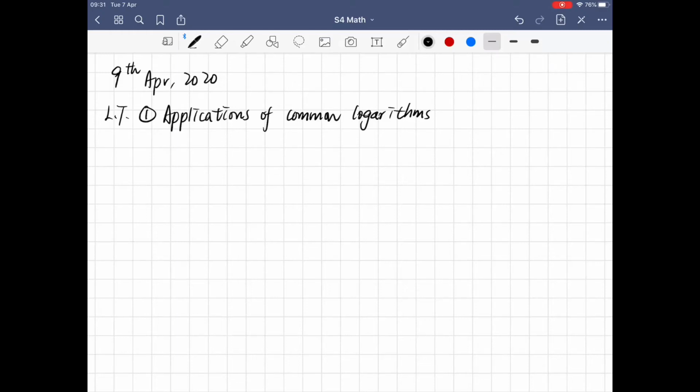Hi everyone, in today's lesson we will talk about the applications of common logarithms. So please turn to a new page of your notebook. Write down the date of today and the learning target.